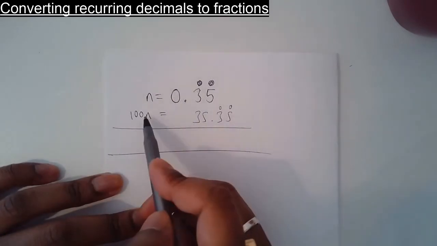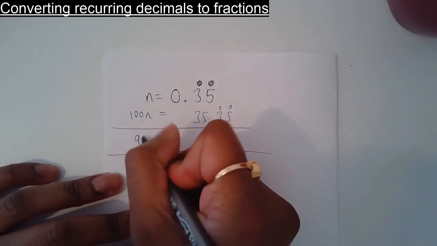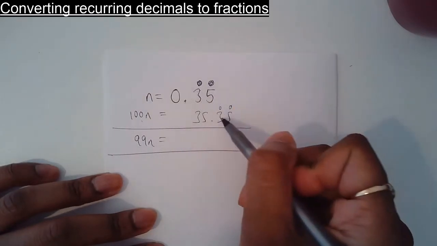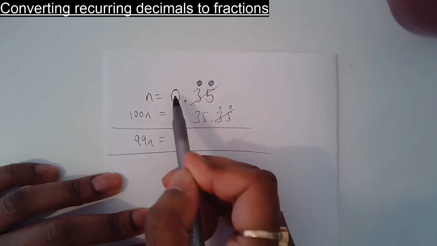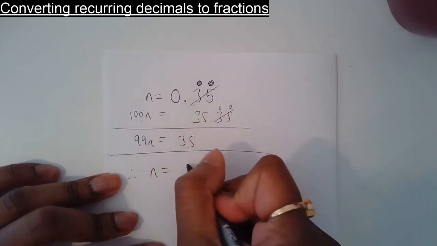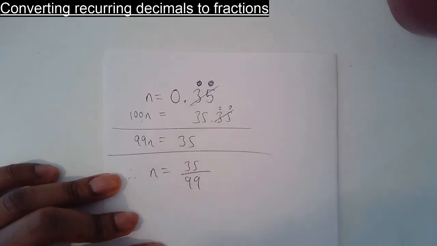Now do a takeaway. 100n take away 1n, 99n. 35 recurring, take away 35 recurring, cancel out. 35 take away 0 is just 35. Therefore, n is equal to 35 over 99.